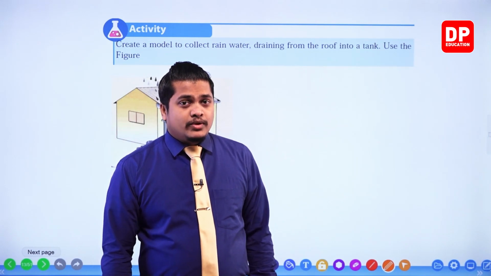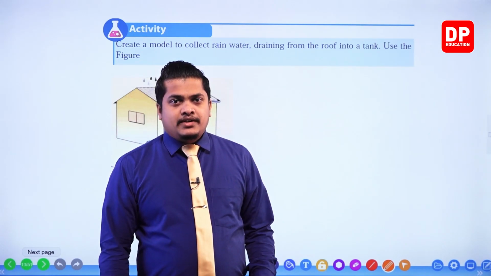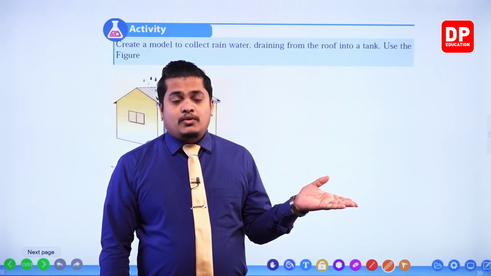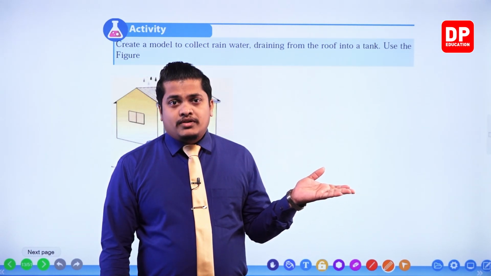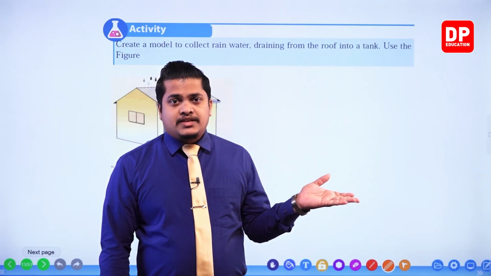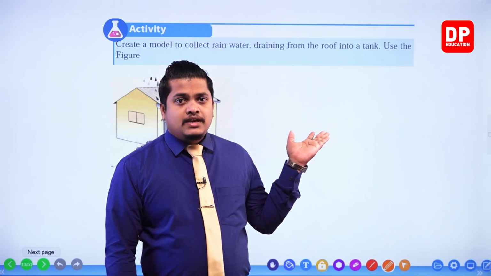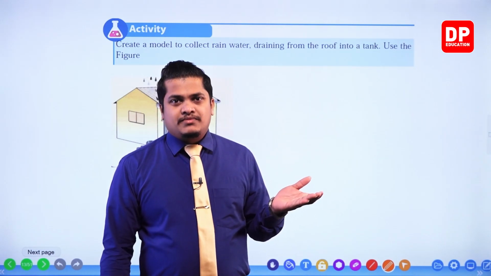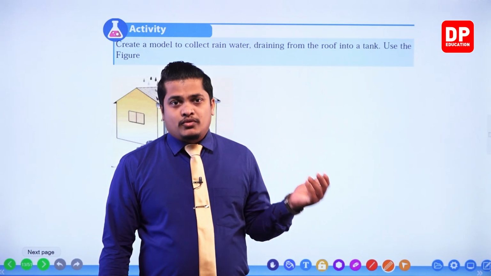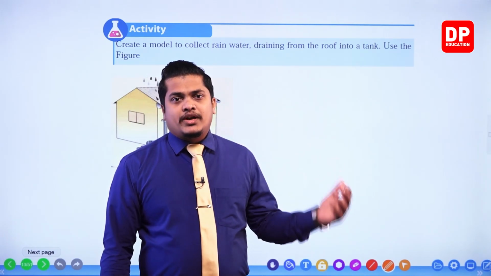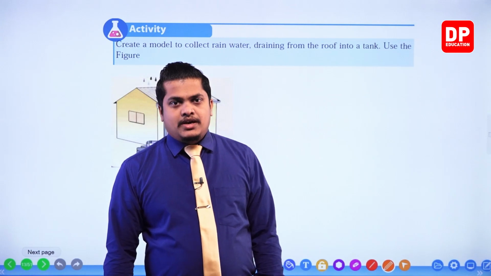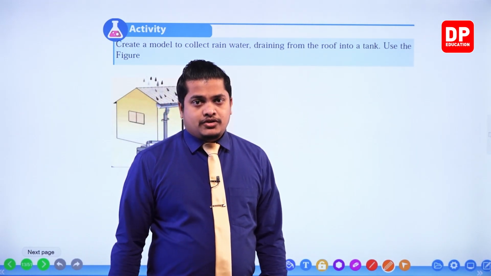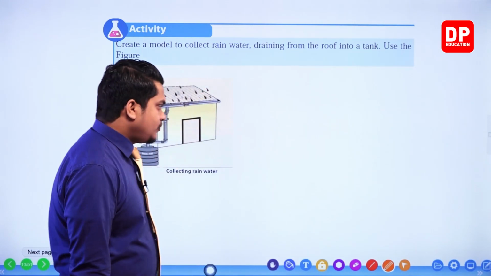So I hope that you will do it at your home, my dear children. This is how in our normal life, rainwater is collected by using gutters and pipes. Like this, we collect rainwater in our day-to-day life, though not most of the time in our wet zone. However, when you go to the dry zones, in some houses you can observe these structures. So I hope that you will do the activity to get some idea about the collection of rainwater. Okay then.